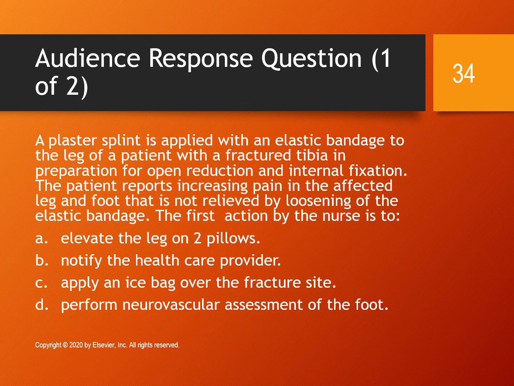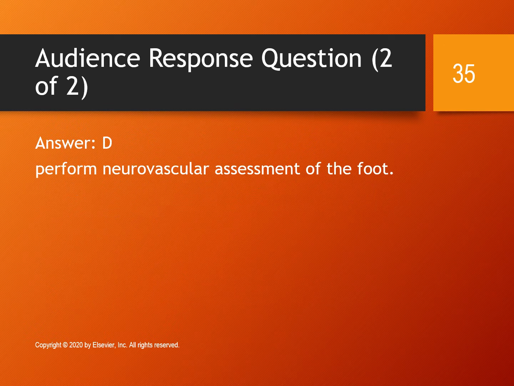So what are we going to do first? And think of what complication we might be worried about here. If you choose D, you are correct. We would be concerned about compartment syndrome, and we need to do a neurovascular assessment and then notify the healthcare provider. We're not going to ice or elevate the extremity because that can further reduce circulation.